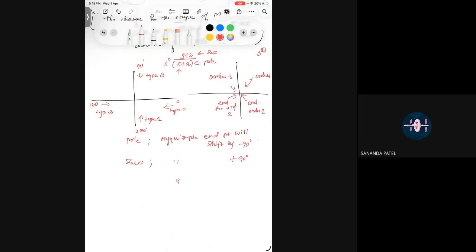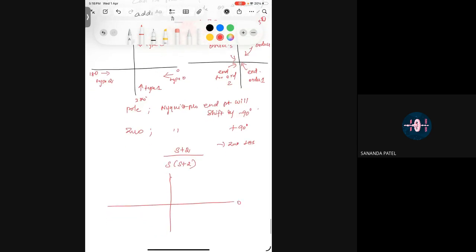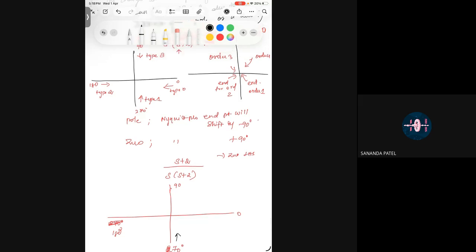For example, if I give this, it is a minimum phase system. To understand that it is a minimum phase system, the zero lies in the left half of the S plane. So I'm giving S into S plus 2. For this system, from the above diagram, can you tell where the start point will be? To start, you look for the type number of the system. What is the type of the system? It's type 1. If it is type 1, it will start from 270 degrees or minus 90 degrees. What is the order of the system? It's a second order system. So your polar plot or Nyquist plot starts from here and ends somewhere like this.